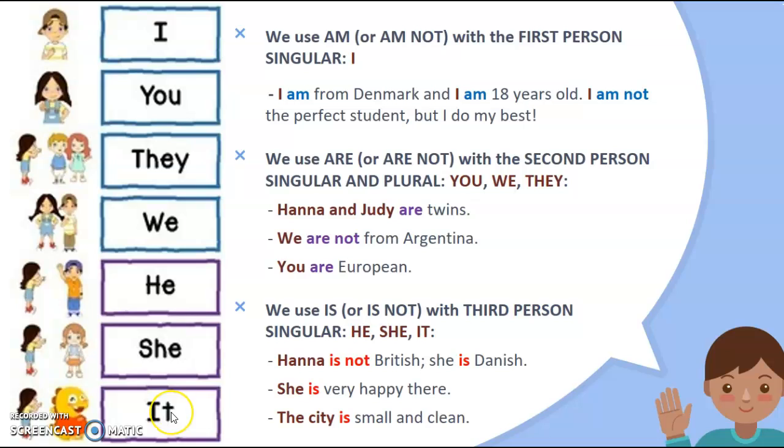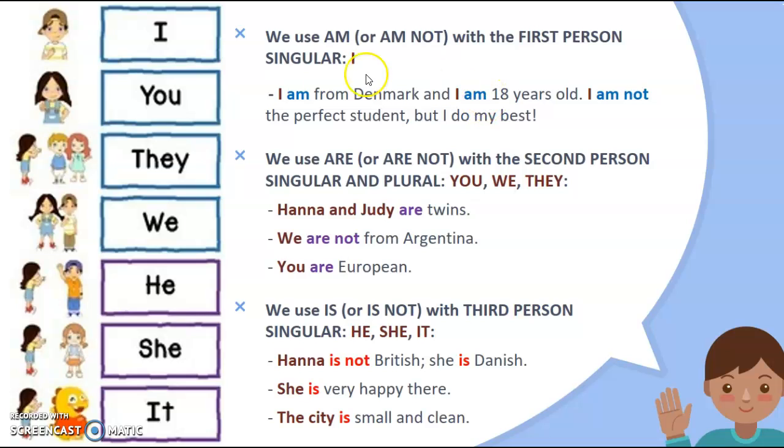He, she, and it belong to the third person singular category. He is used to refer to a boy. She is used to refer to a girl, and it is used to refer to an animal or a thing, as an object. Okay, so now let's concentrate on when we should use am, are, and is.